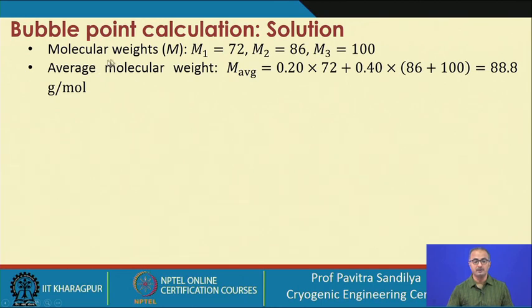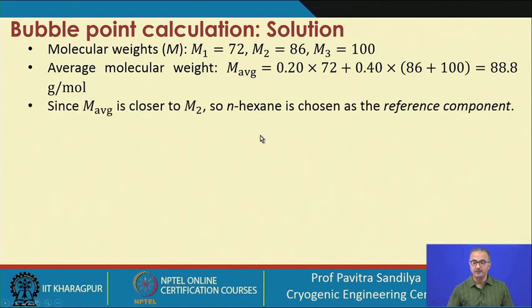First, we list out the molecular weight of each of the components and then find the average molecular weight by summing up the product of the mole fraction and the molecular weight of each component, and this comes out to be 88.8. Because N-heptane and N-hexane have the same composition, we take the 0.4 out of the bracket and put their respective molecular weights. Now, we find that this average molecular weight is closer to M2, that is N-hexane. So, we choose N-hexane as the reference component.